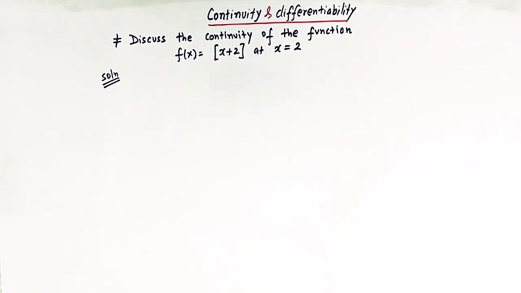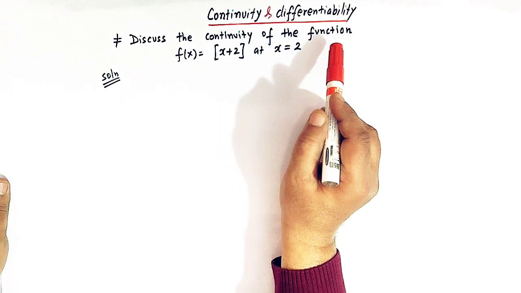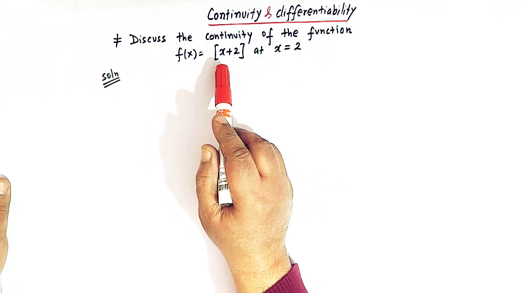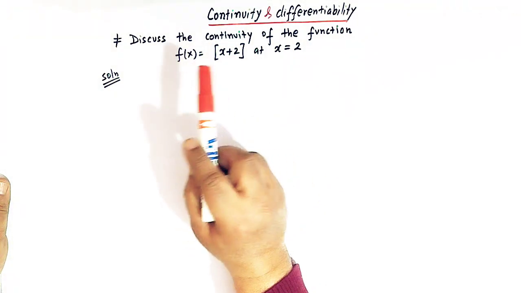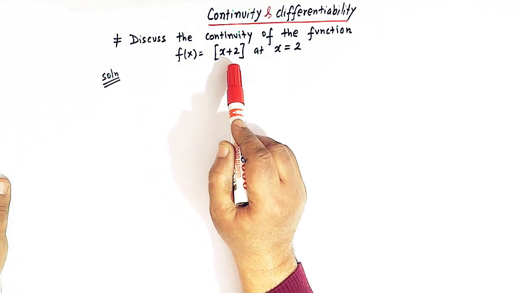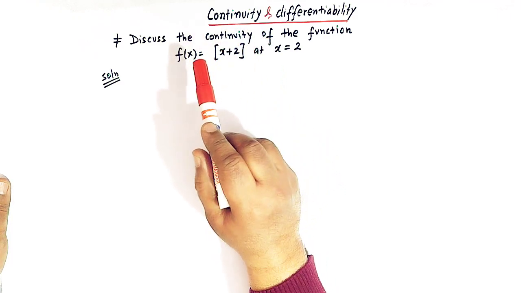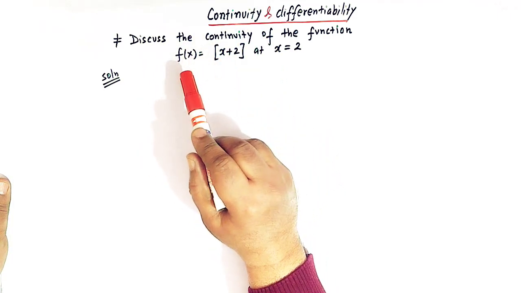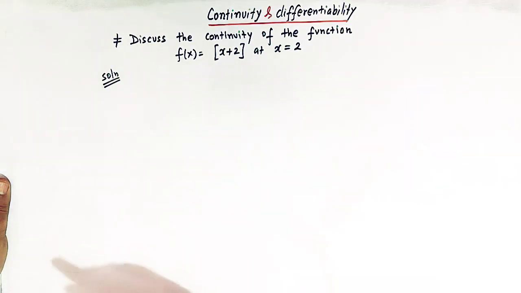Hello viewers, in today's session we are going to discuss one important problem from continuity and differentiability. Here we have a very important problem in which we have to discuss the continuity of the greatest integer function. We are given the function f of x is equal to greatest integer of x plus 2, and we have to examine the continuity of this function at the point x is equal to 2. So let us start.